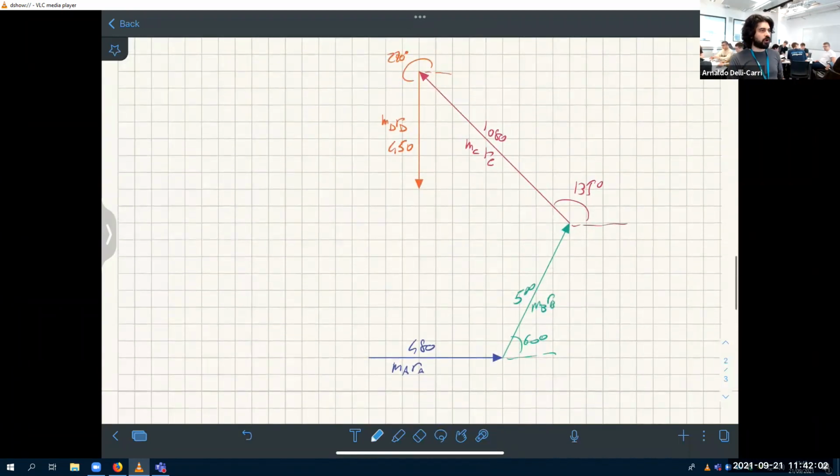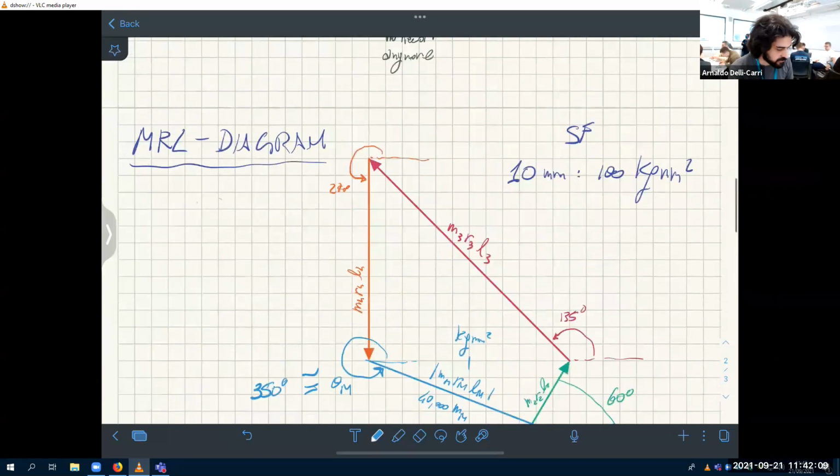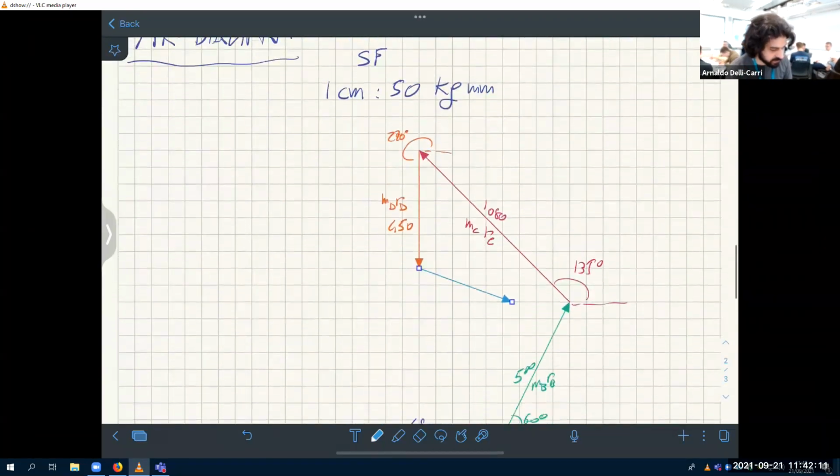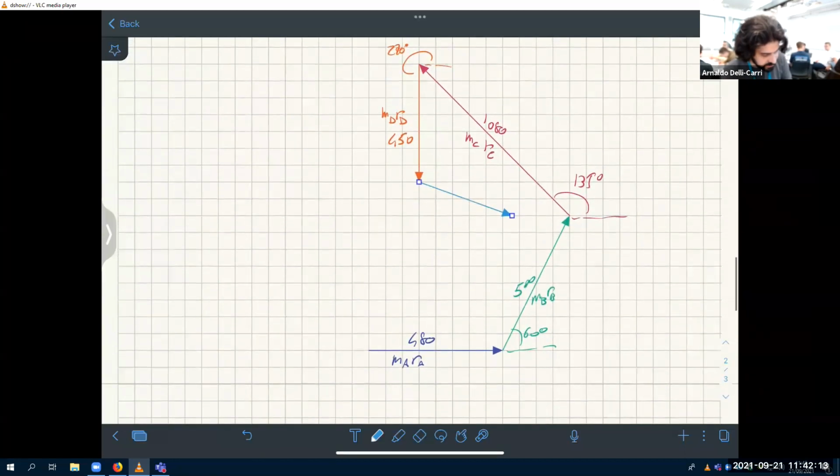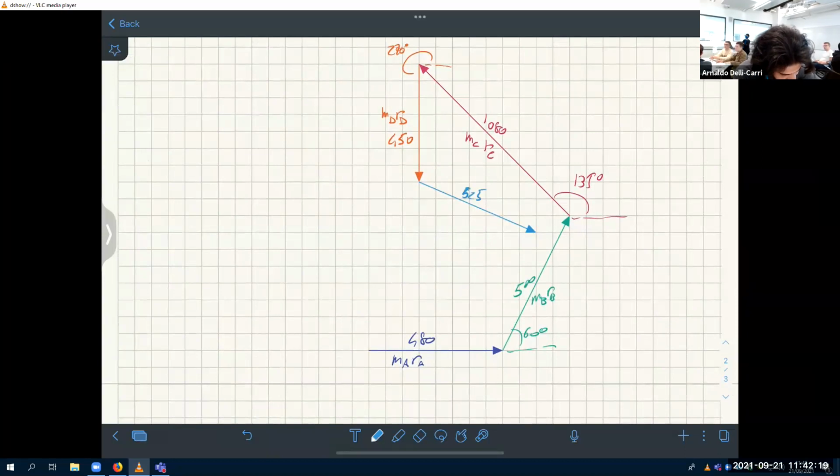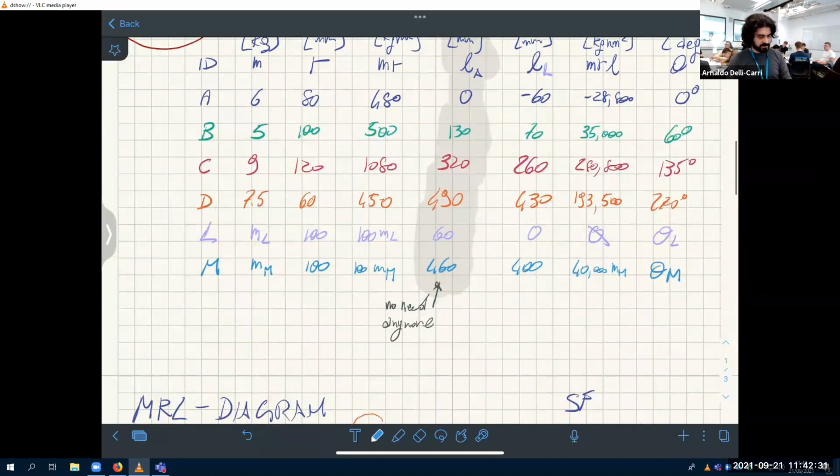So I have to draw at 350 degrees a vector that is 525. So it's a bit longer than this. So 525. This is M, R, M, and the angle is 350 degrees. Okay? And now the last vector is L.